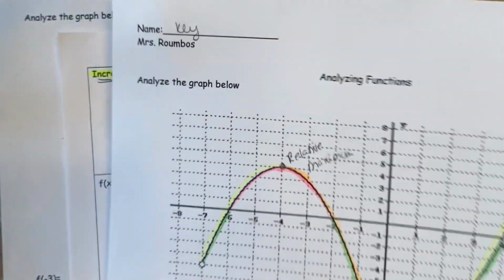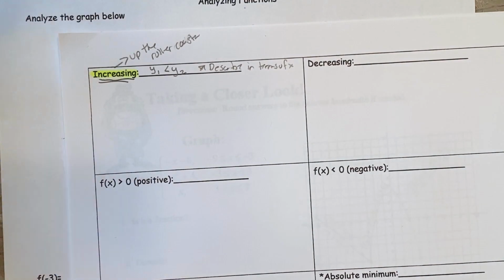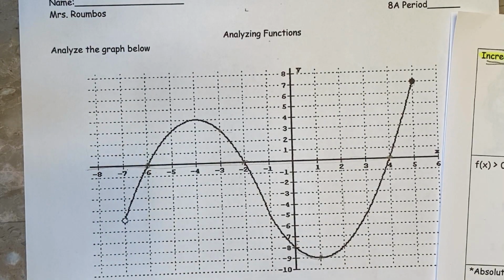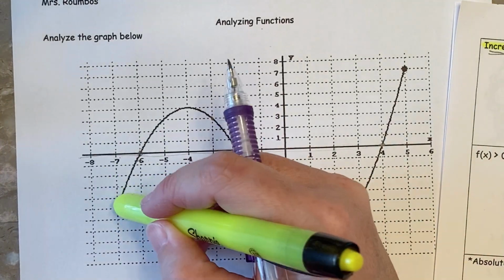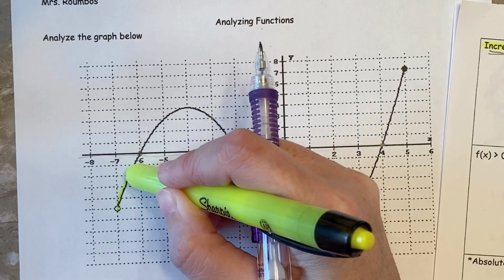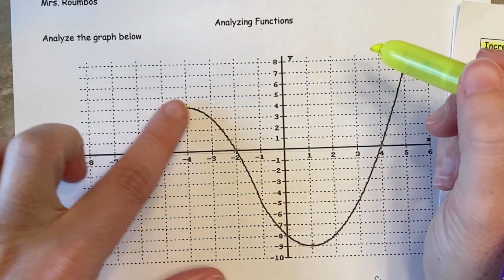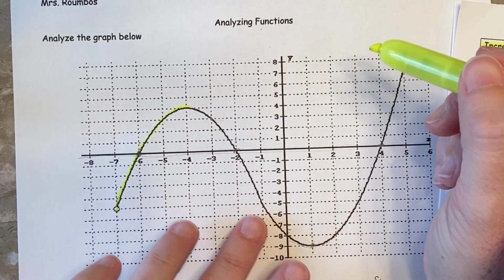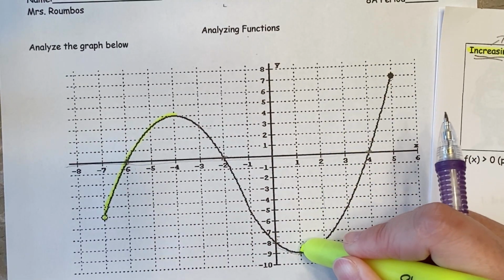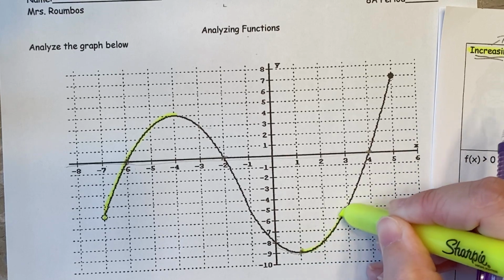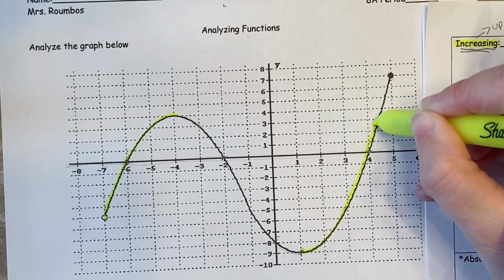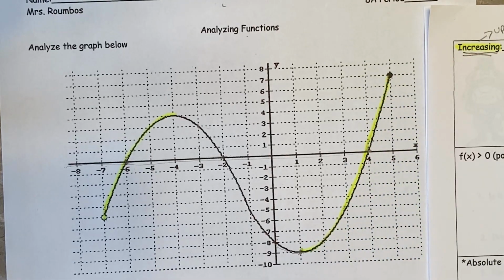So on this graph, you want to see the section where it's going up the roller coaster. At this point, you'd go down, so I don't want to do anything here. And then from right here, going up the roller coaster, up the roller coaster, up the roller coaster.